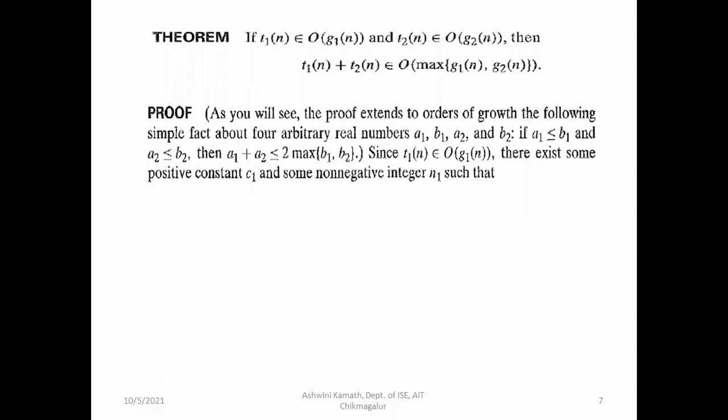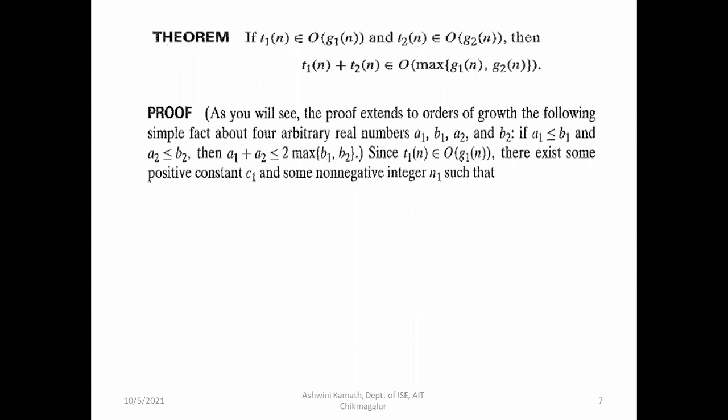So let us discuss this theorem. If T1 of N belongs to big O of G1 of N and T2 of N belongs to big O of G2 of N, then prove that T1 of N plus T2 of N belongs to big O of maximum of G1 of N, G2 of N.